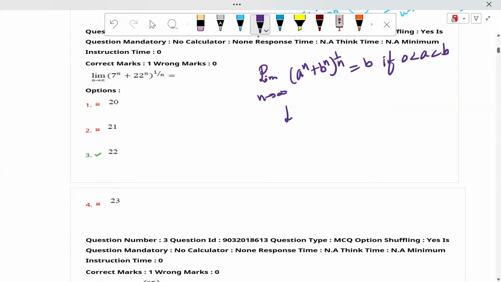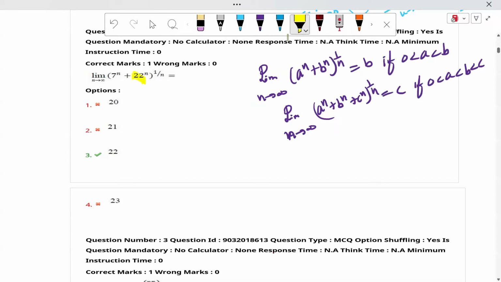We have already discussed this type of problem. Limit n approach to infinity of (a power n plus b power n plus c power n) whole power 1 by n is equal to c if 0 less than a less than b less than c. We know that very well. So what is here? B value is the comparison, 22. So your right answer is 22.